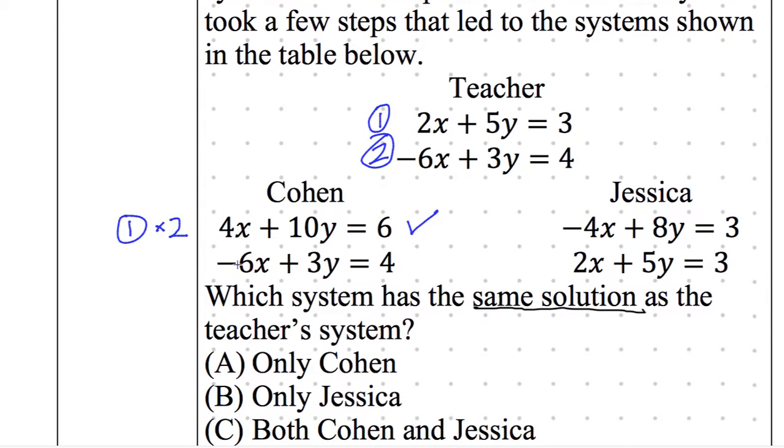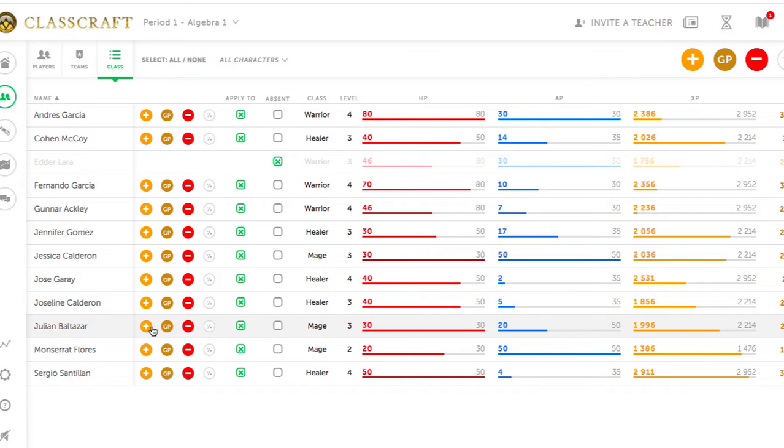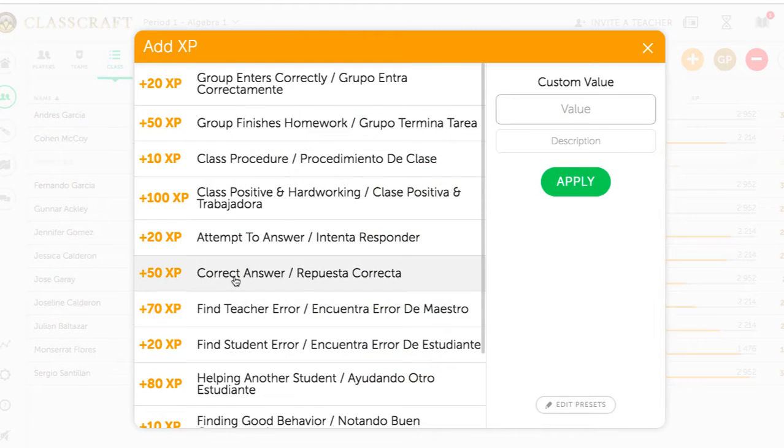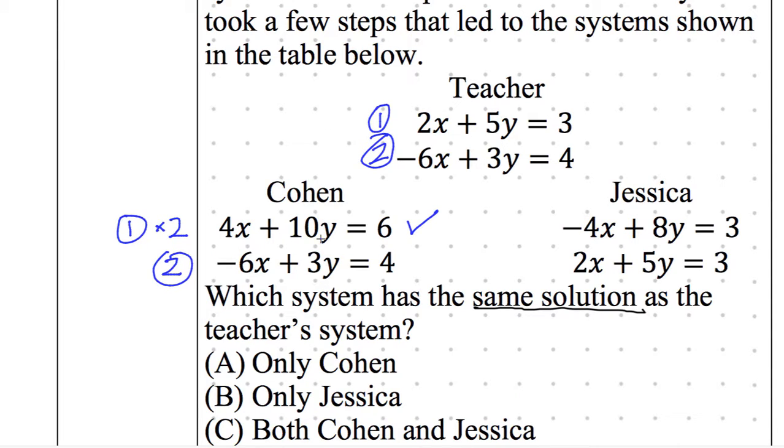All right. What about the second equation? Is that one of these two equations multiplied or added or the same? What is the second equation? Julian. It's the second equation. It hasn't changed. That's equation 2. Thank you, Julian. Which means the answer here is Cohen has the same answer as this system for the teacher. These two are the same.